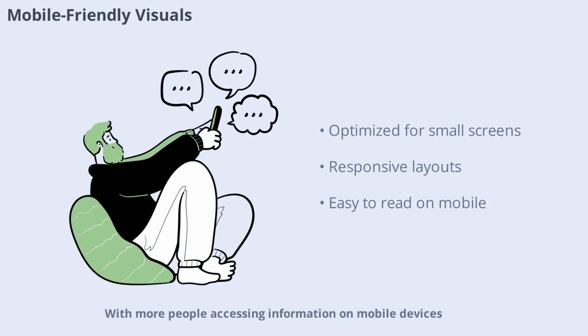With more people accessing information on mobile devices, it's important to design data visuals that work well on small screens. Mobile-friendly charts use larger text, simplified layouts, and interactive features like zooming. Responsive design ensures your visuals look great and remain readable, no matter the device. Always test your graphics on different screen sizes to guarantee accessibility.